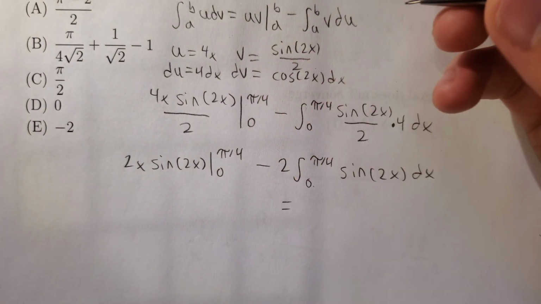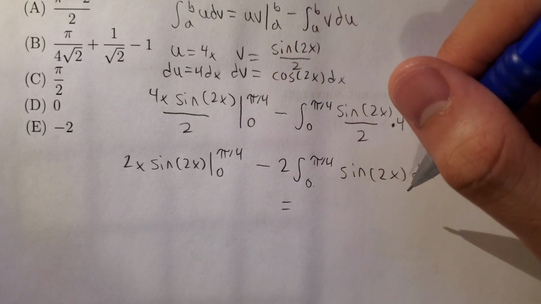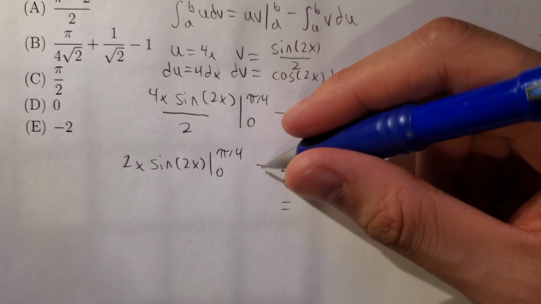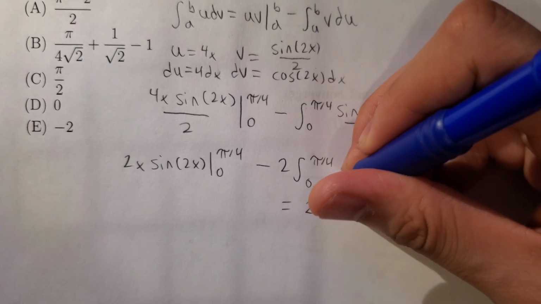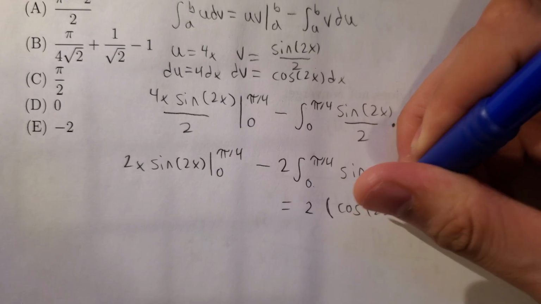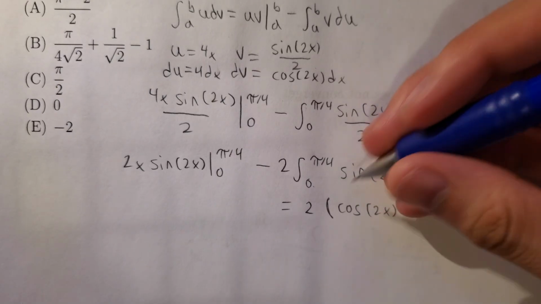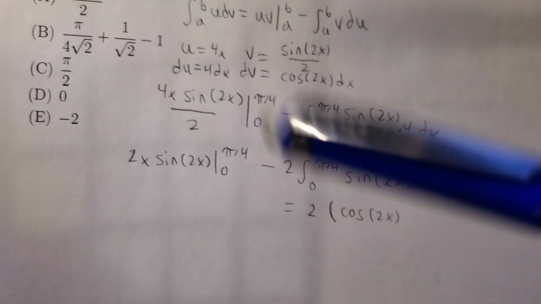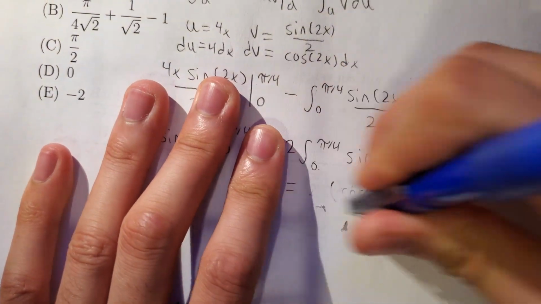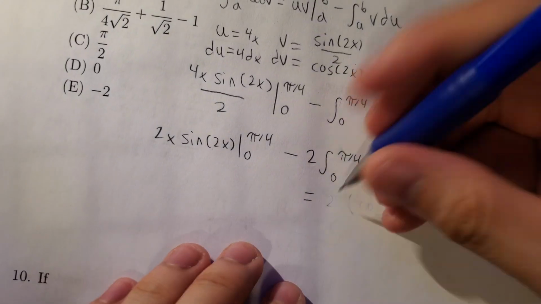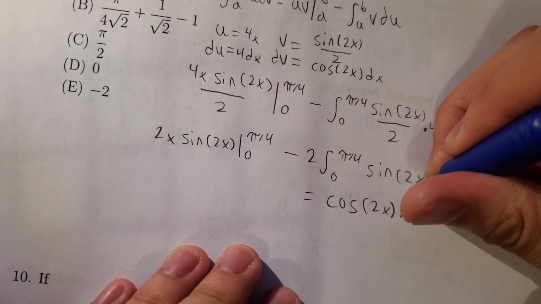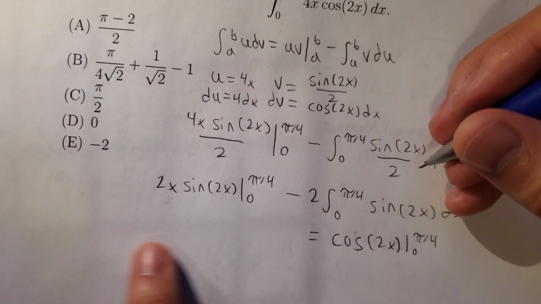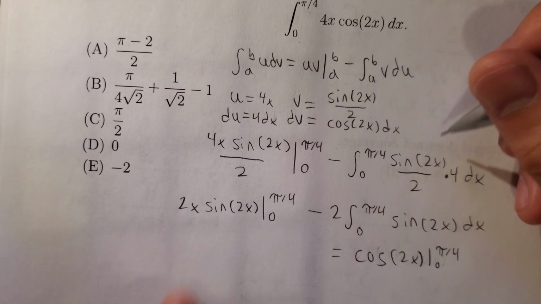this equals negative cosine. And so I'm going to flip this too, because this is a minus. So we end up with 2 times cosine of 2x over 2. So these 2's will cancel out. So this just ends up being cosine of 2x evaluated from 0 to pi over 4. And then also have to evaluate this from 0 to pi over 4.